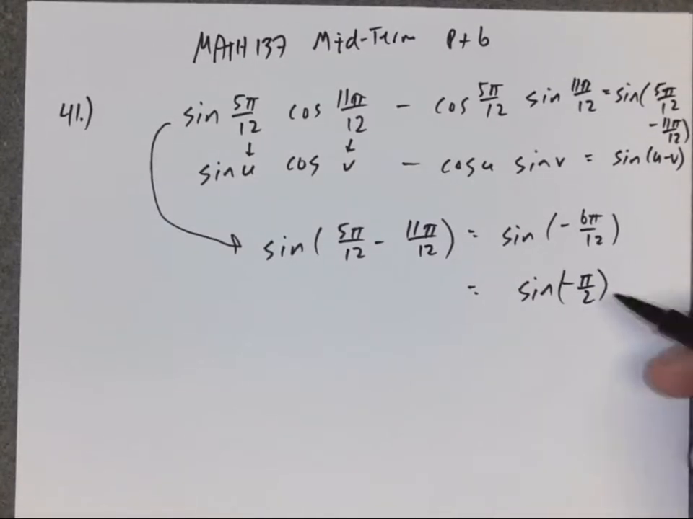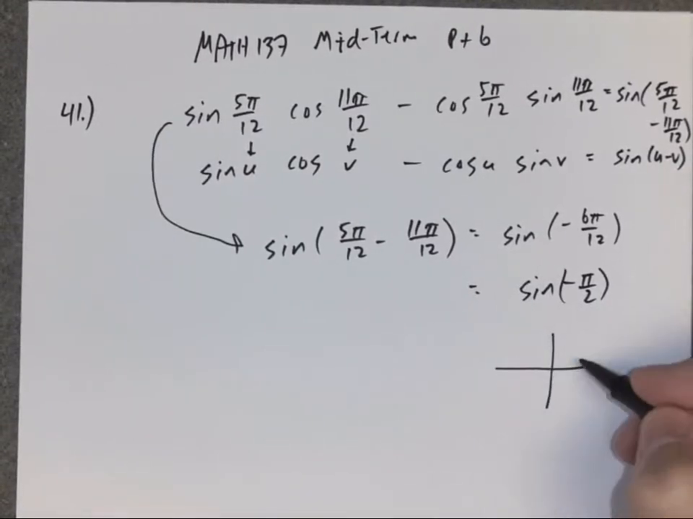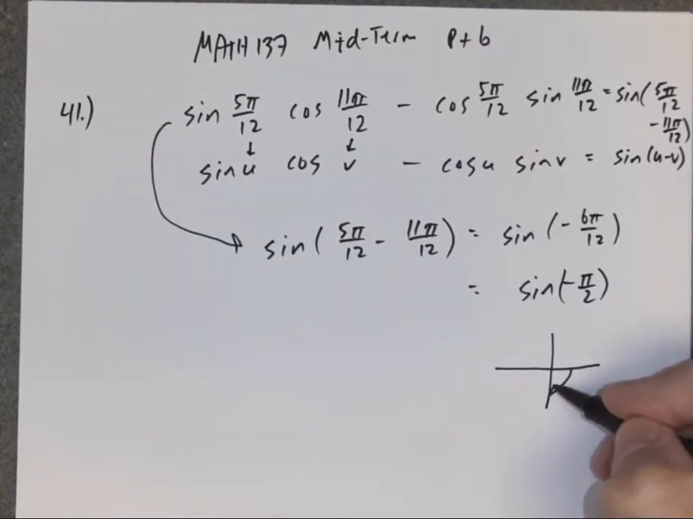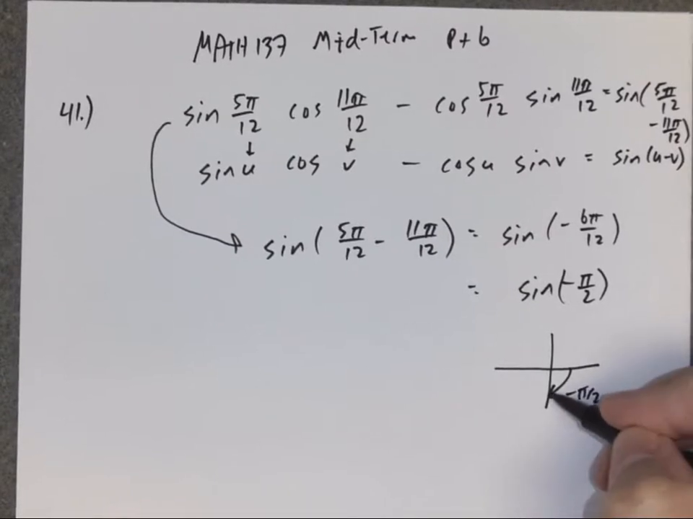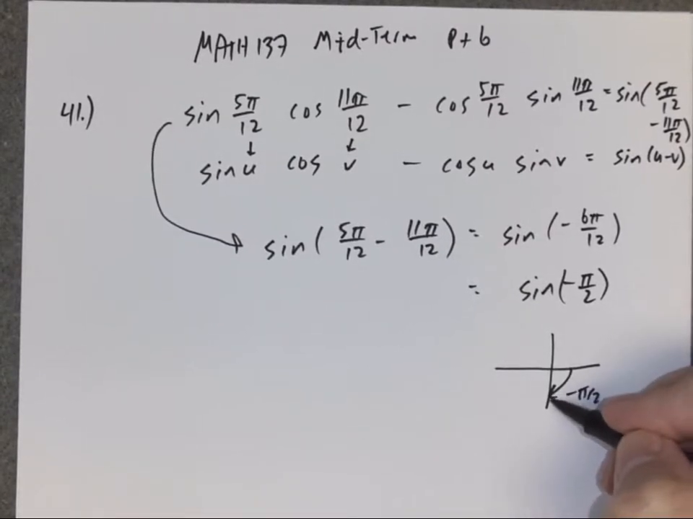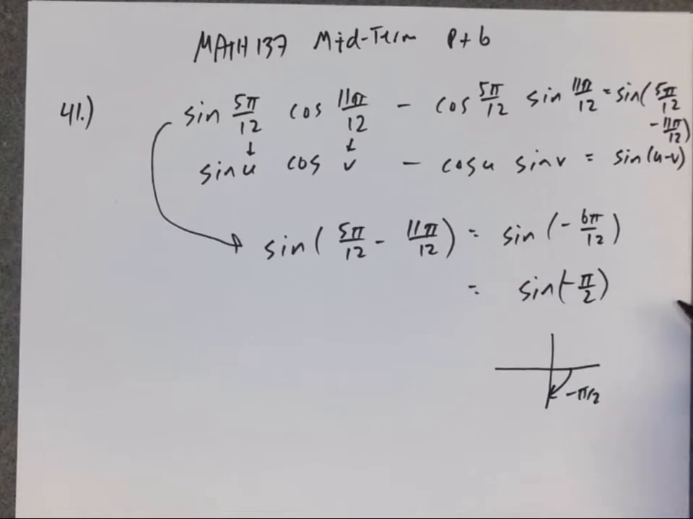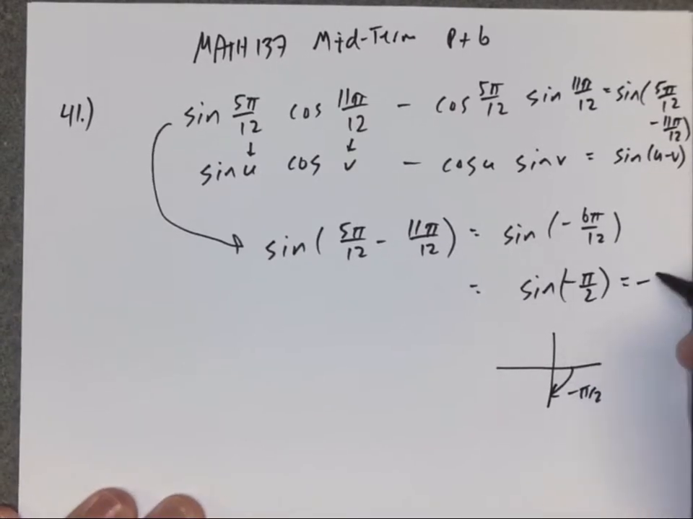And now I say, think of my unit circle. What's the sine of negative pi over 2? Of course, negative pi over 2 is right here. What's the y value of this point down here? It's negative 1, right? So that should be your answer. All right, the final 2 problems.